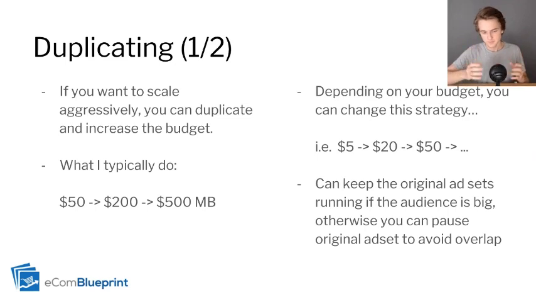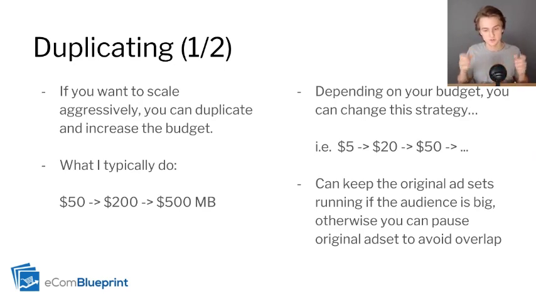And usually I'll wait for more than 10 results. So I'll make sure that it's a good audience, and then I'll duplicate it. So I'll start at 50, then I'll go to 200, and then I'll go to 500 with manual bidding. Now, depending on your budget, you can change the strategy. So you could go from $5 to 20 to 50. The daily budget that you start out with really doesn't matter. The only difference is how many results you're going to get. So, depending on your budget, you can make the strategy your own.